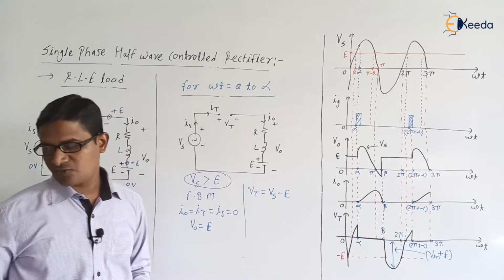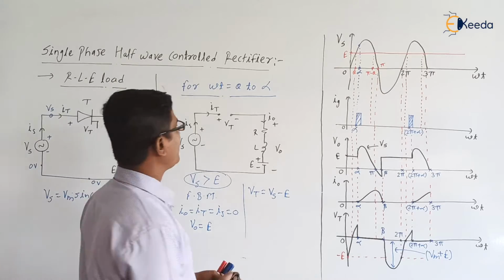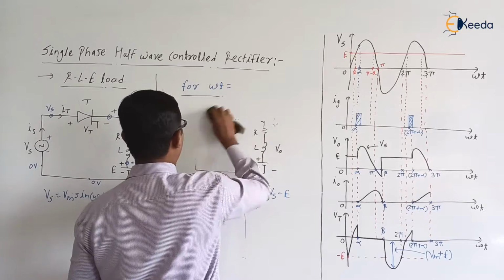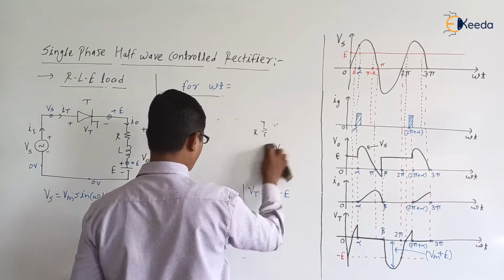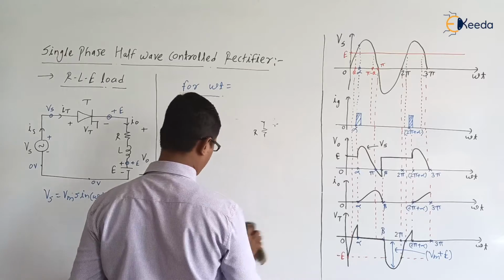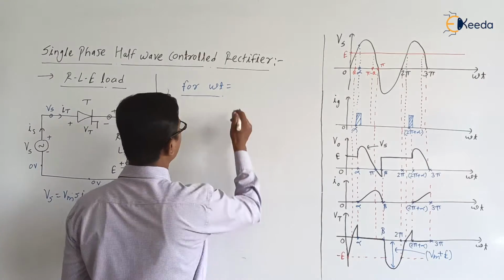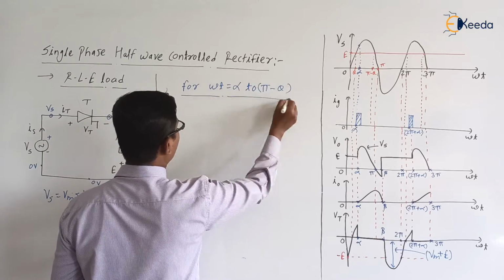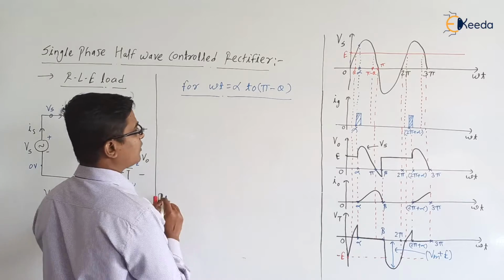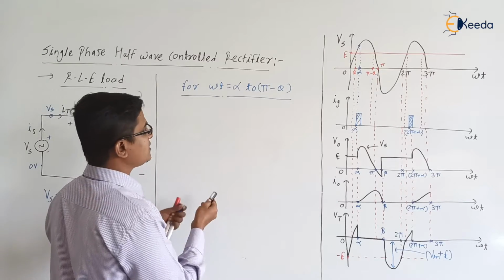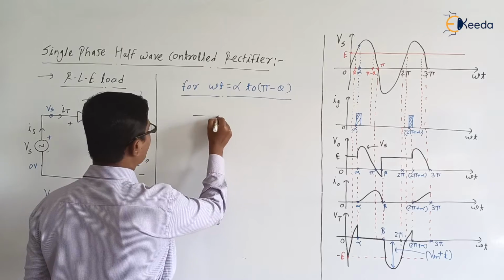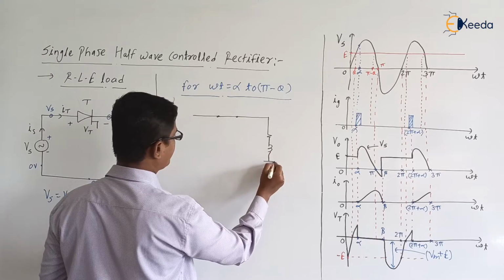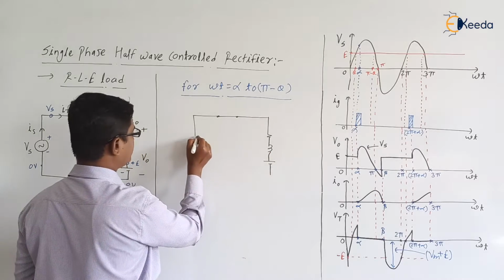Okay, next, from alpha to pi minus theta, let us discuss omega t is equal to alpha to pi minus theta. From alpha to pi minus theta, if you check, Vs is greater than E, and we have applied the gate signal, so our thyristor will turn on. The thyristor will be in the on state.